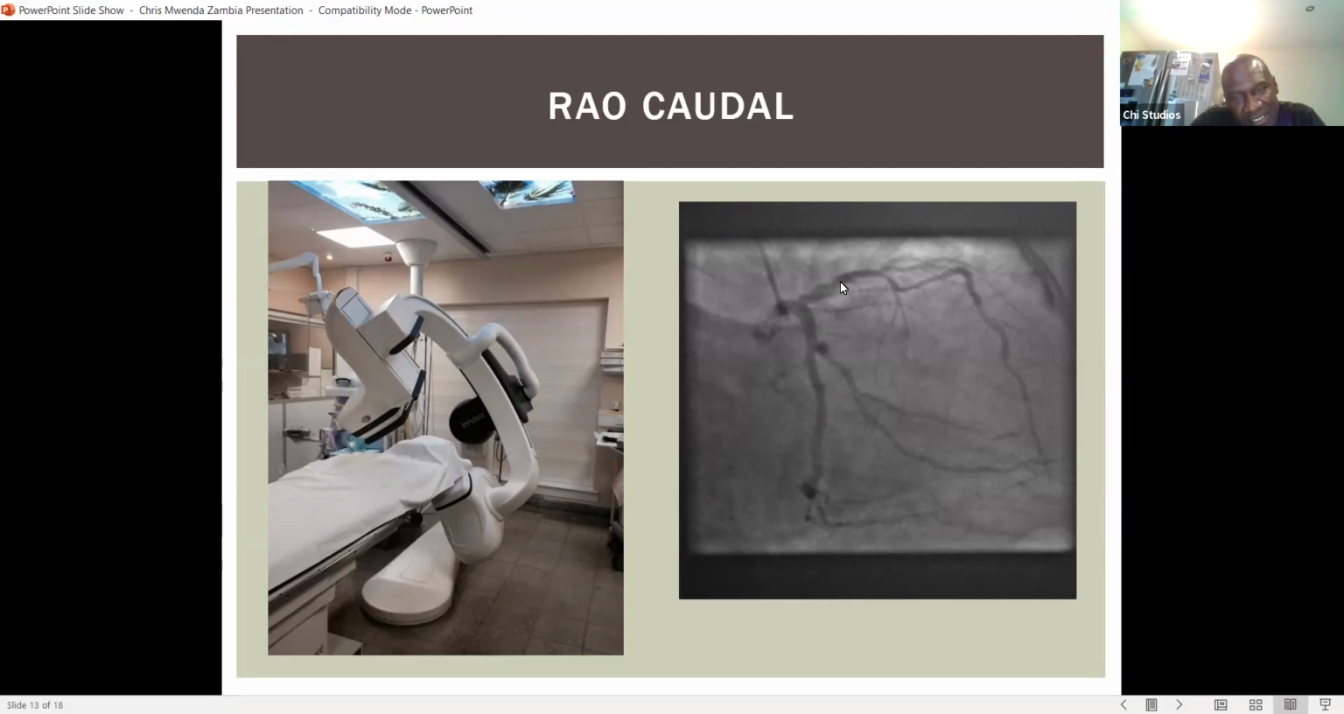Okay, so this is the LAD, and you've got the septal, and that's the diagonal there. If you look at this other picture here, this is how the setup will look. You have the image intensifier pointing to the right side of the patient and towards the caudal. So this view is in between the right and the caudal view. That's the left anterior oblique.